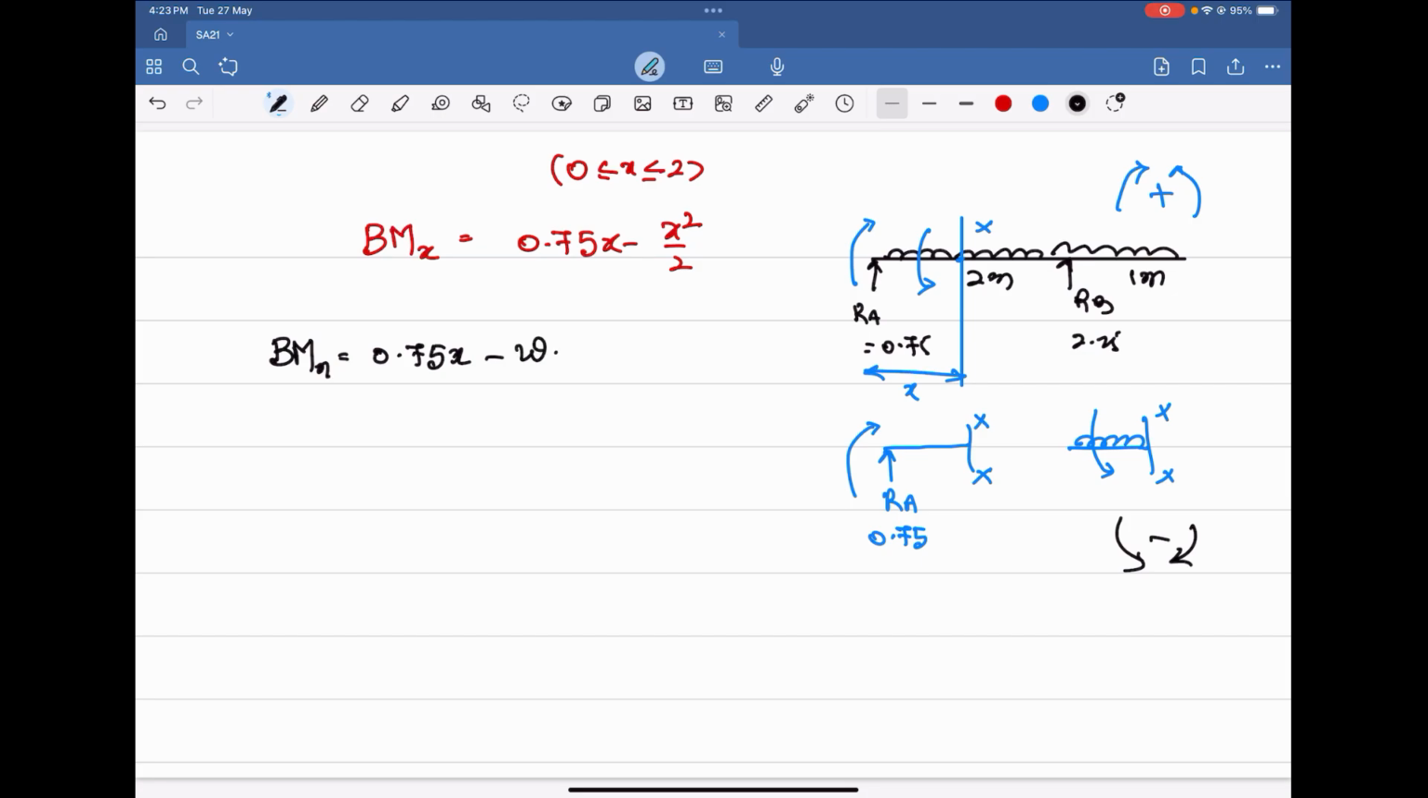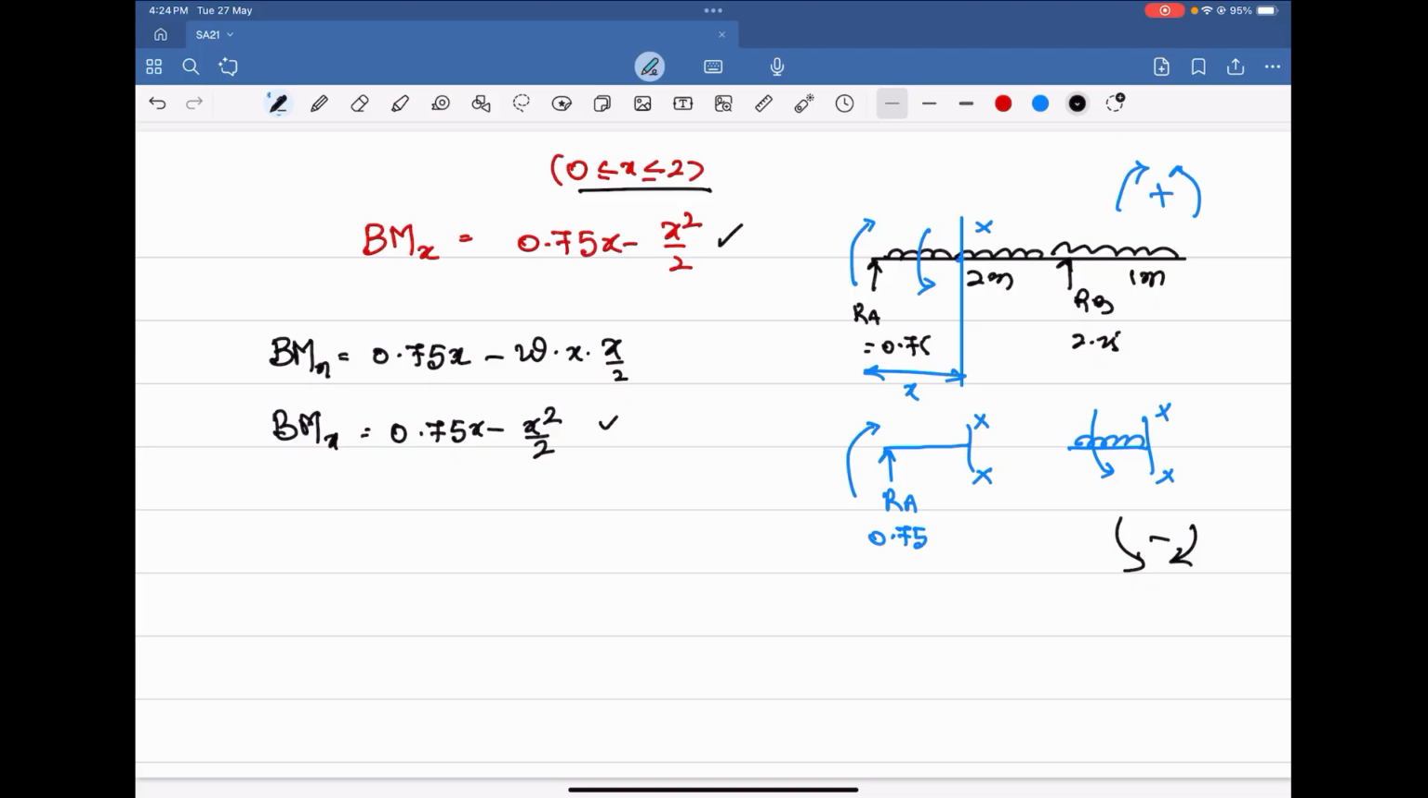Minus W, the uniformly distributed load per meter, into length. Length is x. And it is acting at the center of the x. That center of the x is x by 2. That is equal to 0.75 into x minus x square by 2, because W is 1. Either by integration or by this method you get the same answer. This is for 0 less than or equal to x less than or equal to 2.